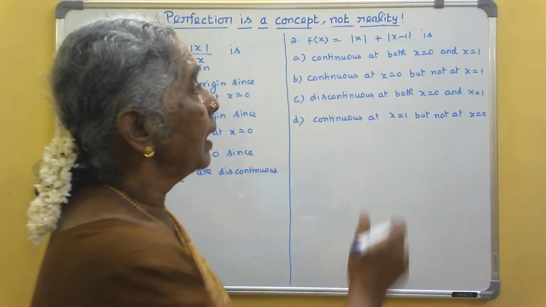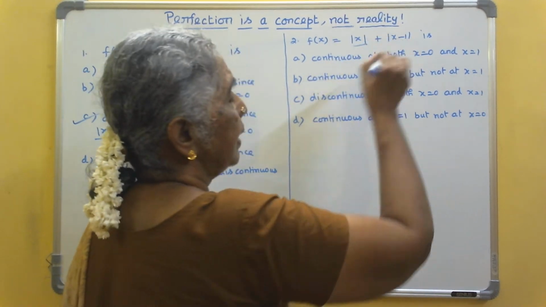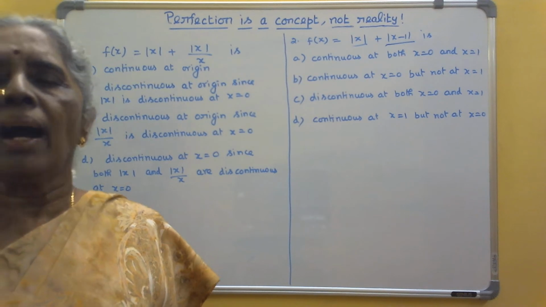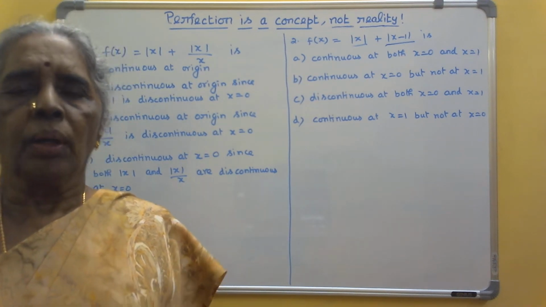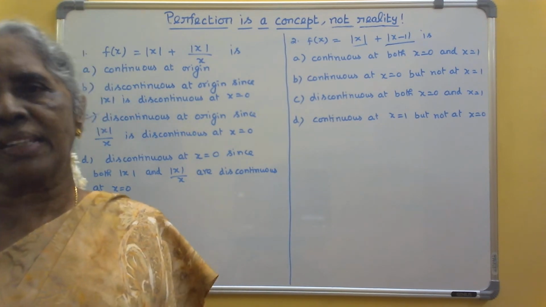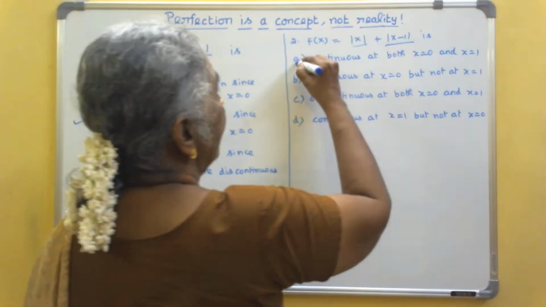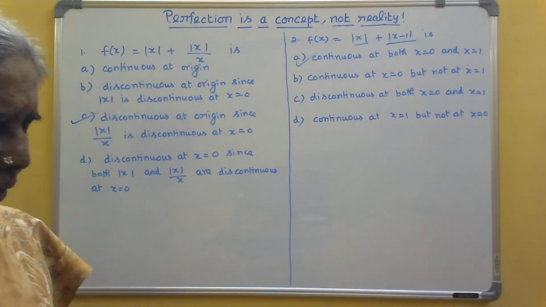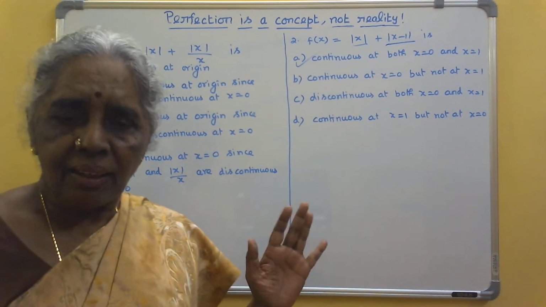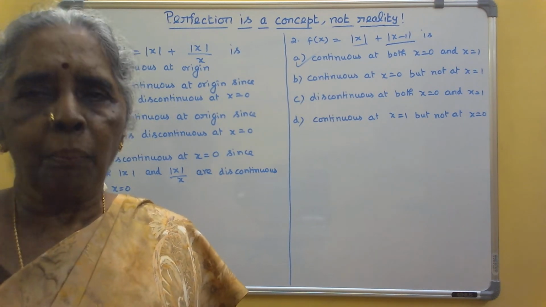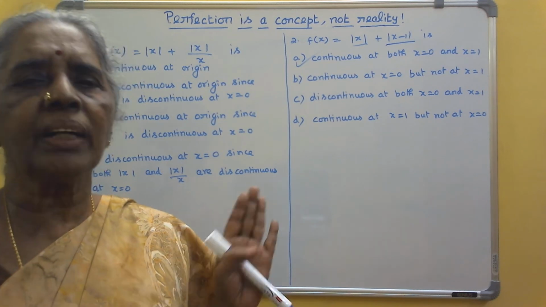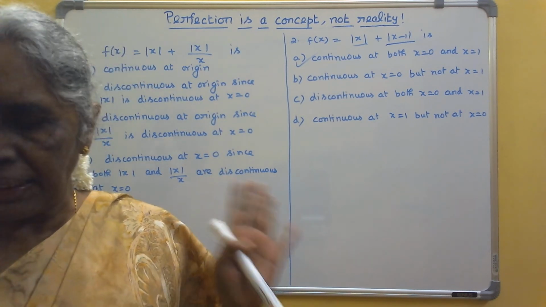Right? Now, this is a modulus function, continuous everywhere. This is a modulus function, continuous everywhere. And there is a plus sign. So, if f and g are continuous, you know f plus g is continuous. So, definitely this is option A, continuous at both x = 0 and x = 1. Okay, so the concepts, please read it again and again and register it in your mind. Definitely you will be able to answer these sums, right?